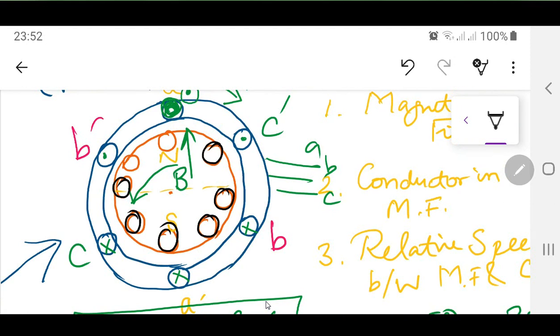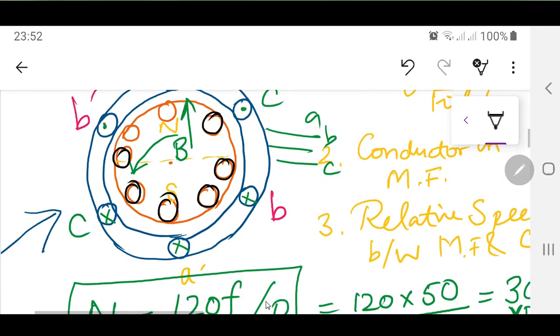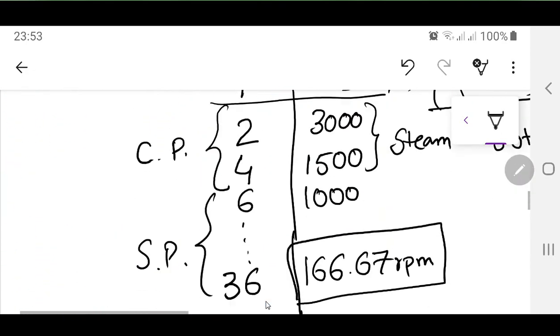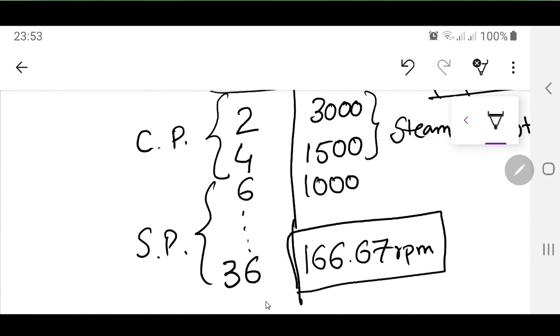Maybe for 6 poles it can also be made, but it will not be that mechanically robust. So when you have a cylindrical pole, you can use it for steam turbines, because the speed is something like 3000 to 1500 RPM. Or when you are going to have it for 6 poles and so on, you can go towards the salient pole.